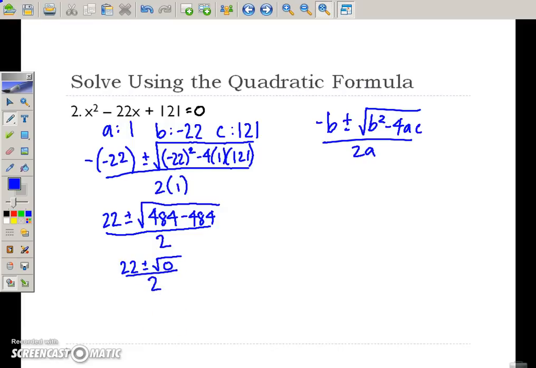This is where our one solution comes in. If we take the square root of 0, we get 0. So our plus and minus, that gives us the two solutions. If we add 0 and subtract 0, we're doing the same thing. So this whole radical goes away. And we're just left with 22 over 2, which is 11. So we have one solution, and that's 11.